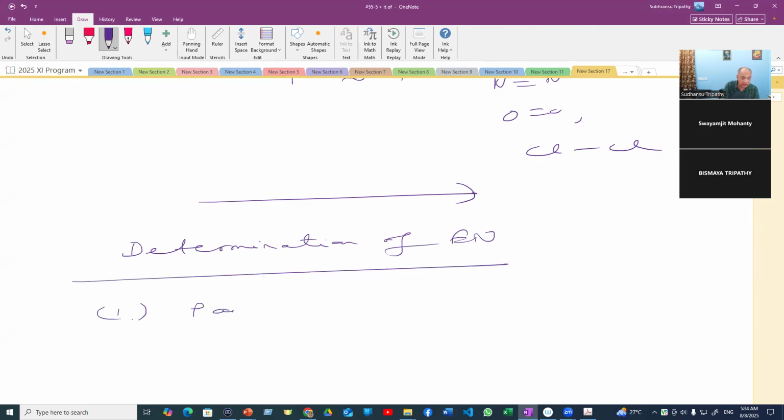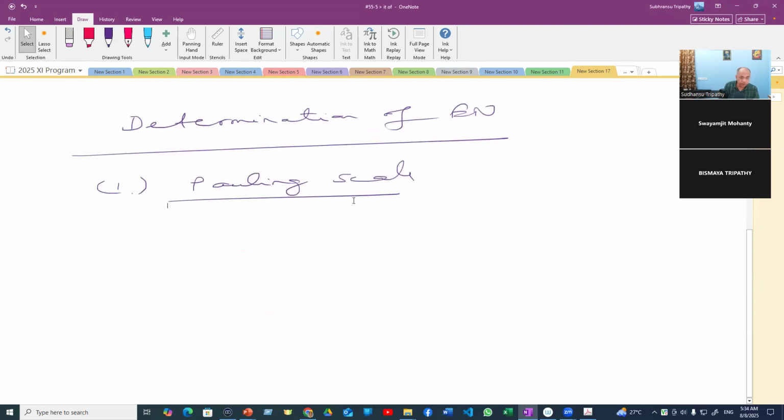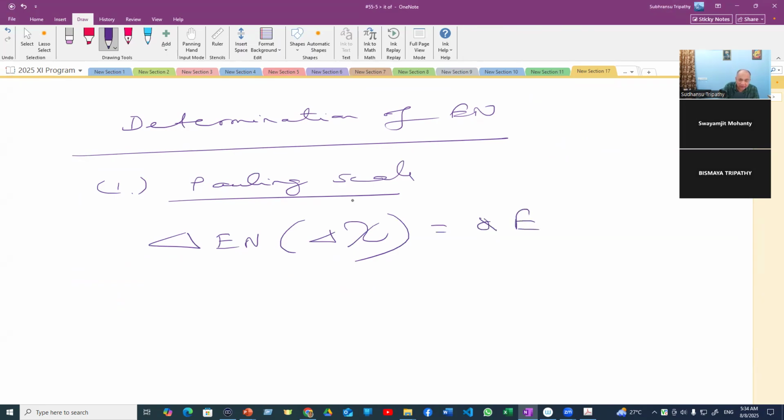One is the Pauling scale. The Pauling scale is based on experimental data. Supposing this is delta En, they used to write delta xi, so I make it delta En, which is equal to the electronegativity of an element A minus the electronegativity of element B, out of which we shall take one of them as a reference.